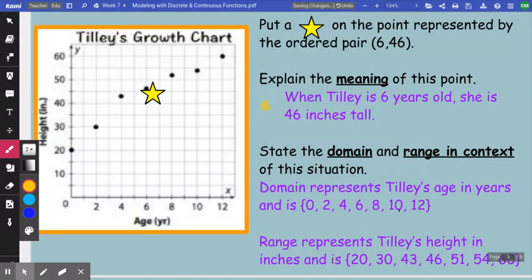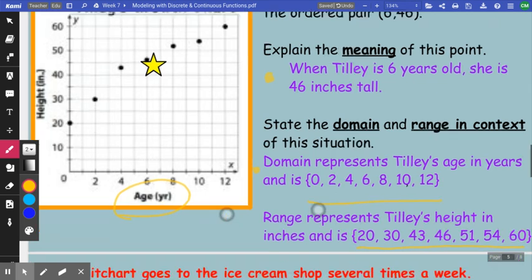It also says state the domain and range in context of this situation, which means what does it stand for? What do the X's and Y's stand for? So the domain, remember the domain is all of our X's, or first parts of our function or inputs of our function, represents Tilly's age in years, and I list the actual numbers for which I have data points. The range represents Tilly's height in inches, and again, I represent that with just the specific numbers that are on the graph. It's not an interval because it's not continuous, it's a discrete graph.